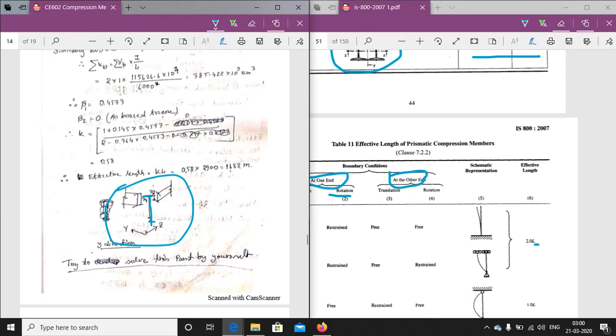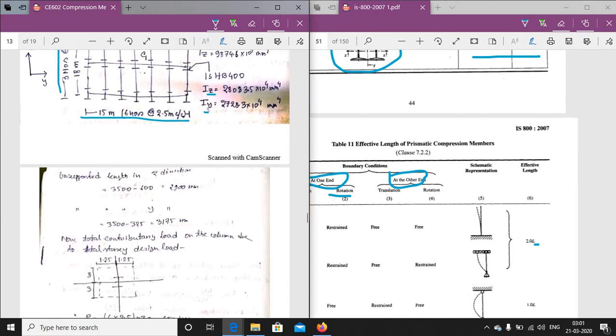So when considered in the Y direction, the unsupported length will be from here to here, so this length will be subtracted in the Y direction, and in the Z direction this length will be subtracted. This is the unsupported length that we have determined here.